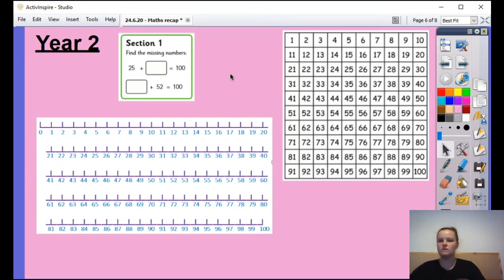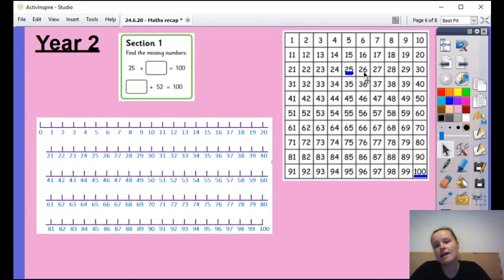So, let's look at the 100 square to begin with. We need to find where 25 is. So, let's look where 25 is. 1, 2, 3, 4, 5, 6, 7, 8, 9, 10. Can you see 25? There it is. Okay, so there's 25. Now we need to see where 100 is. There's 100. Okay, so we need to see what we need to add to 25 to get all the way down to 100 here.